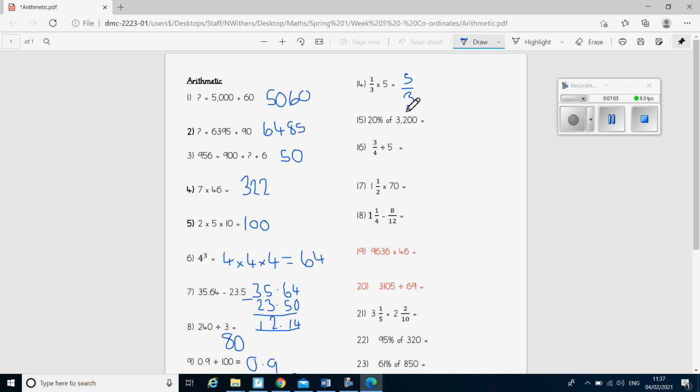Question 15, find 20% of something. There are 2 ways you could have done this. You could have divided by 100 and then times by 20, because you were finding 1% and then times it by 20. Or the way I would do this question, and I think the easiest way, is to find 10% by dividing by 10 and then double it. So 3,200 divided by 10 gives me 320, which is 10%. And then if I double my 320, I get 640, which is my 20%.